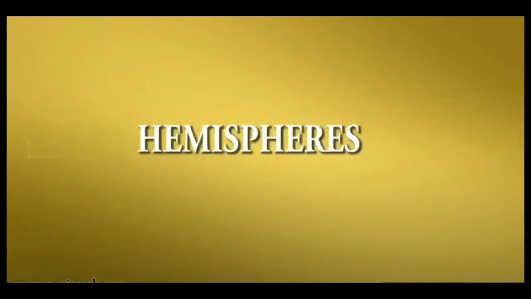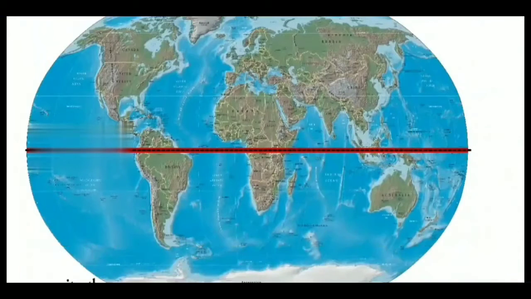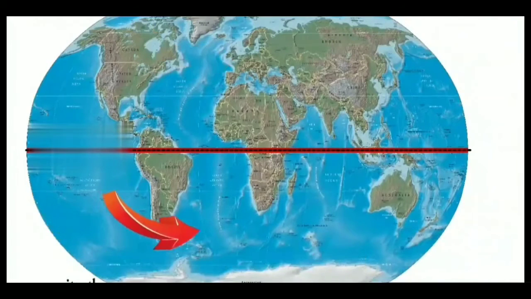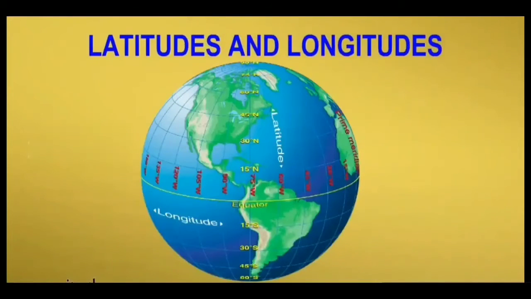Hemispheres. The equator, midway between the poles, is an imaginary line circling the Earth. Here we can see that middle line, which is called the equator. To the north of the equator is called the Northern Hemisphere, and to the south of the equator is called the Southern Hemisphere.